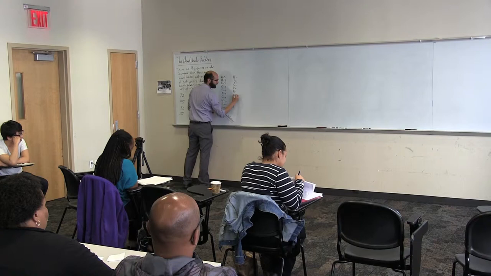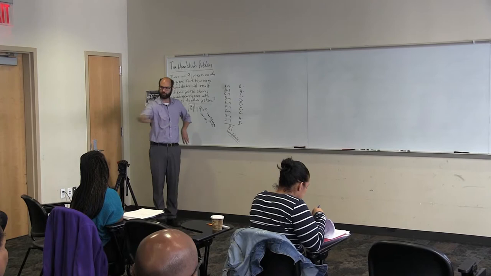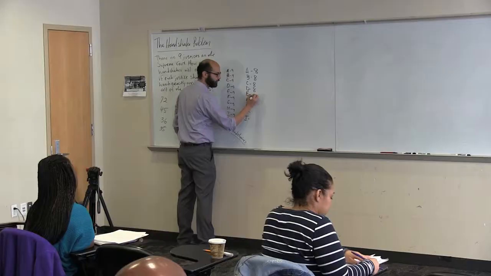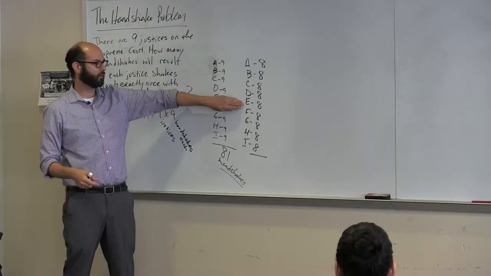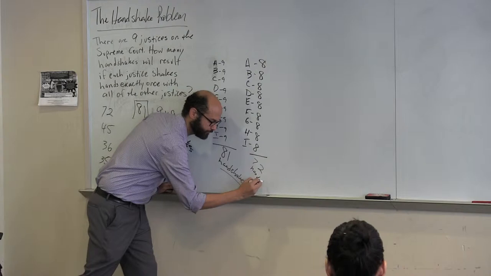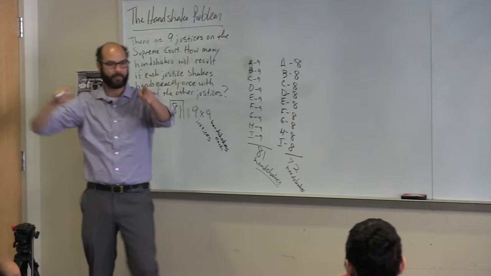So that would look silly if I was shaking my own hand. So you're saying each person can't shake their own, so if you take yourself out, how many people are left? 8. So it's 8, 8, 8. So that would be 72 handshakes, right? And that was what a lot of people did on Thursday. They started with 81, and then they had that same realization, oh wait, you can't shake your own hand, so then it's one less, so then it's 72.